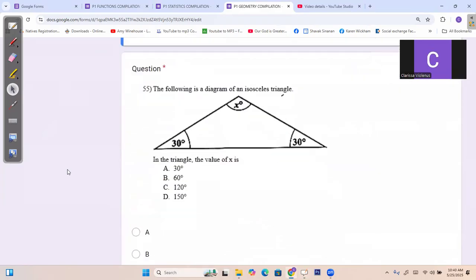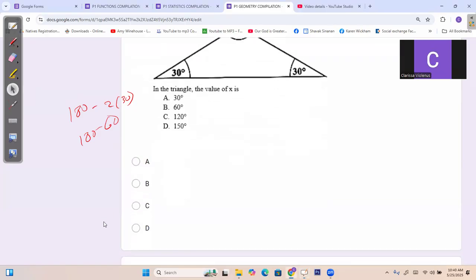Then we have this isosceles. So this one is the one our student was asking for before. Because all of them add up to 180, it can be 180 minus 2 times 30. So 180 minus 60 is 120. So X is 120. That's C.